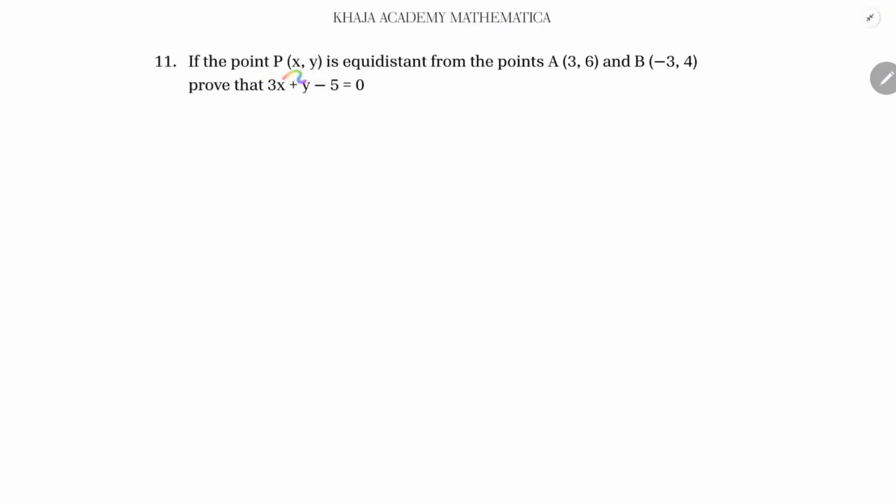If the point P(x, y) is equidistant from the points A(3, 6) and B(-3, 4), then prove that 3x + y - 5 = 0. Here the point P(x, y) is equidistant from A and B.